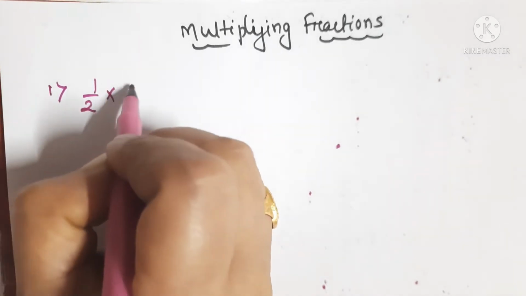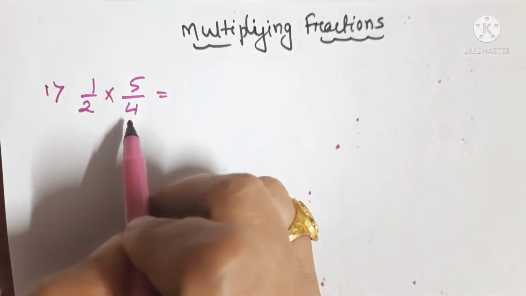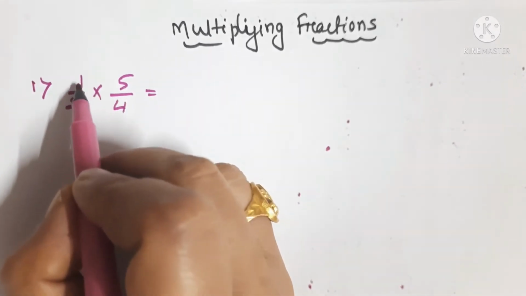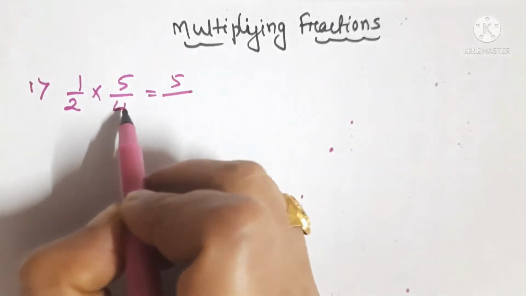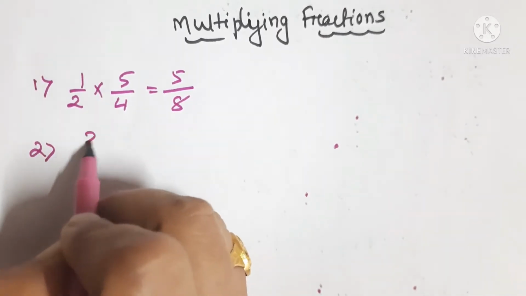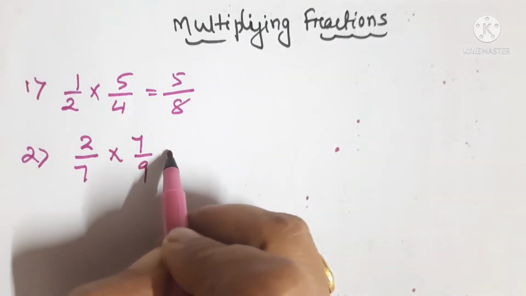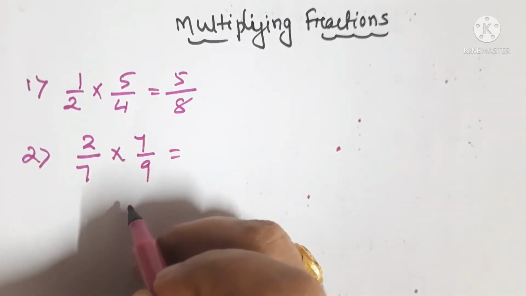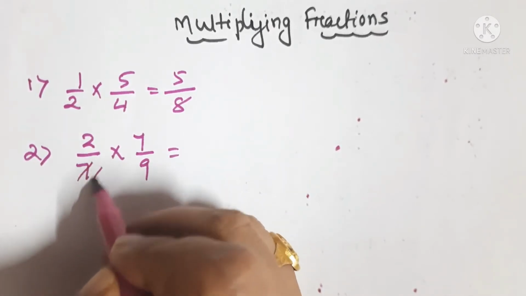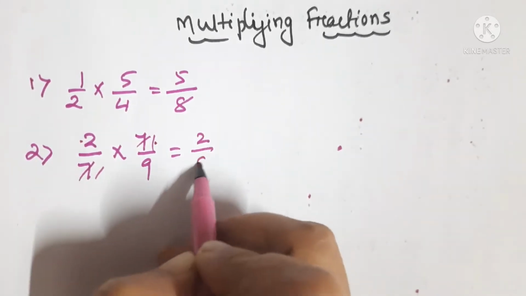1 by 2 multiplied by 5 by 4 equals. In multiplication, you can directly multiply the numbers. Answer here: 1 times 5 is 5, and 2 times 4 is 8. Next one, 2 by 7 multiplied by 7 upon 9 equals. Here also you can do direct cancellation if it is possible, meaning cross cancellation. 7 ones are 7, 7 ones are 7. Now 2 ones are 2, 9 ones are 9.